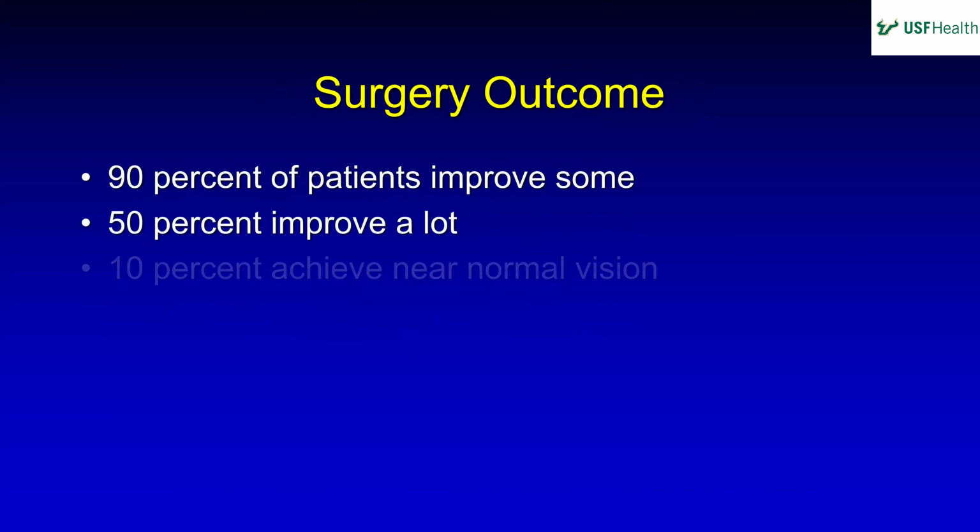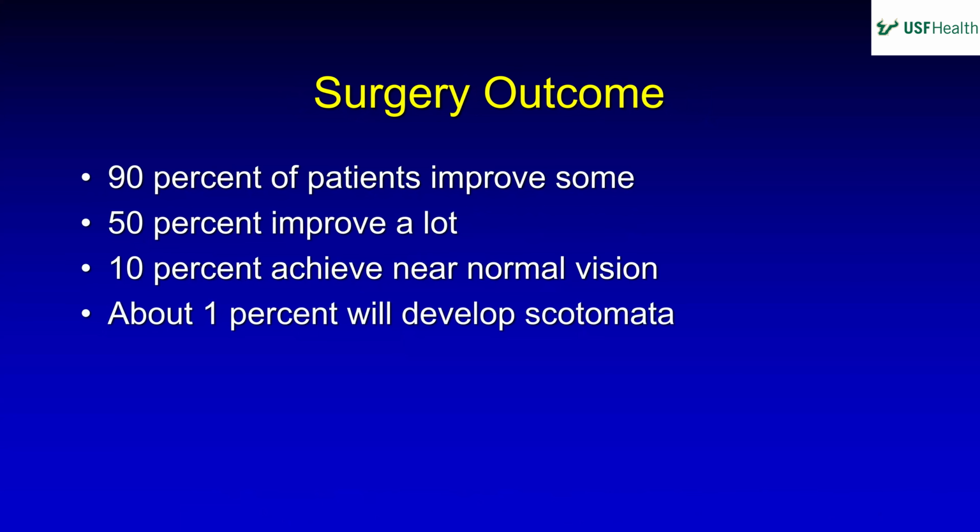Surgery outcomes, I just threw this in here. This is interesting. There's so many papers on macular pucker and everything. This is what I say to people for almost every disease, because people want to know how they're going to do. I think this is true of macular degeneration, macular pucker, retinal detachment. It's true of almost everything. Most people improve. So I'll say 90% of people improve some, 50% of people improve a lot, which I think is true, which means usually 20/40 or better, pretty functional vision.